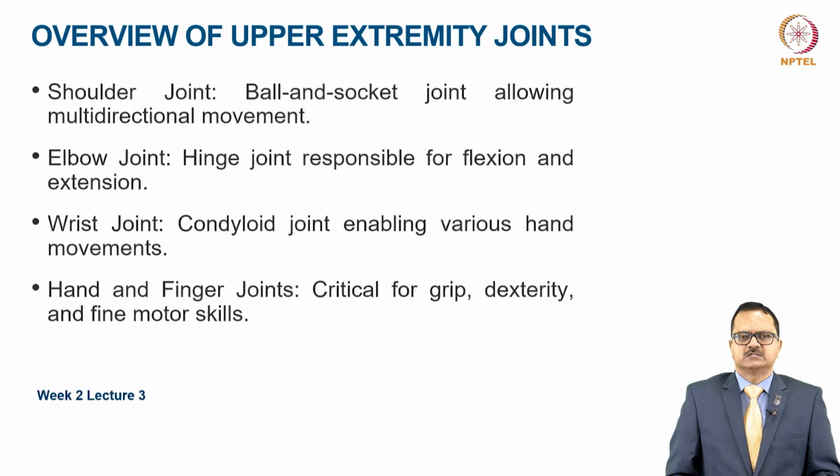There are different joints in the upper extremity. The shoulder joint, it's a ball and socket type of joint. It allows multi-directional movement. The elbow joint, it's a hinge joint responsible for flexion and extension. The wrist joint, it's a condyloid joint enabling various hand movements. And the hand and the finger joints are critical for grip, dexterity, and fine motor skills.